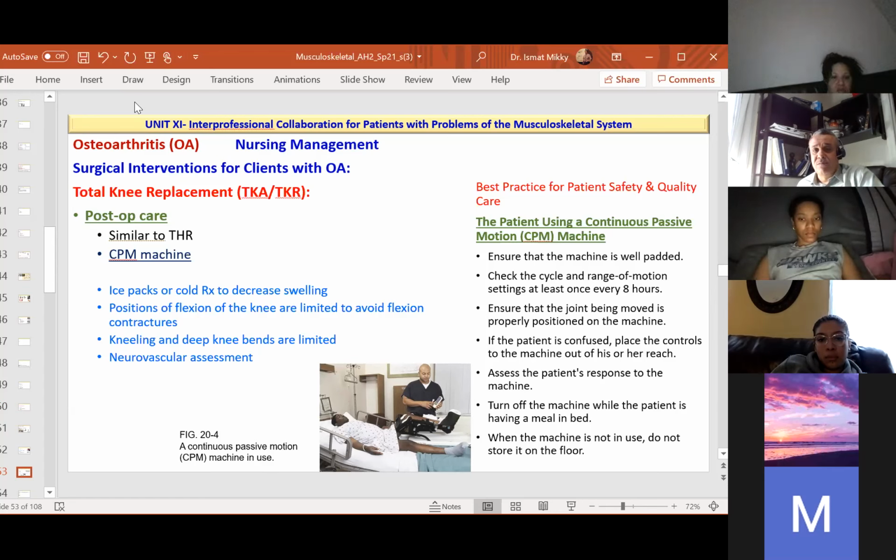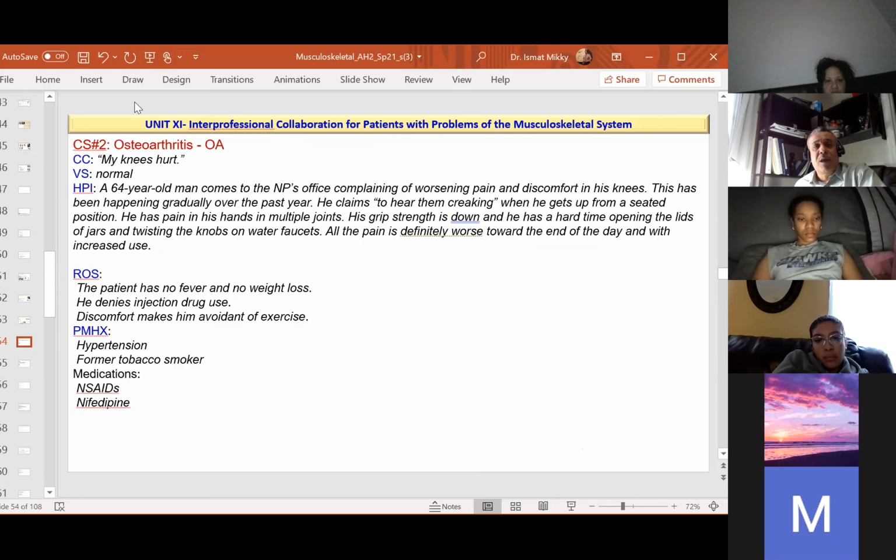When it's not in use, don't ever put it on the floor, for many reasons. There is a risk of falls, and the patient, or the patient in the next bed, is probably going to trip on the machine. So the machine should be placed in a PT room or somewhere more safe.